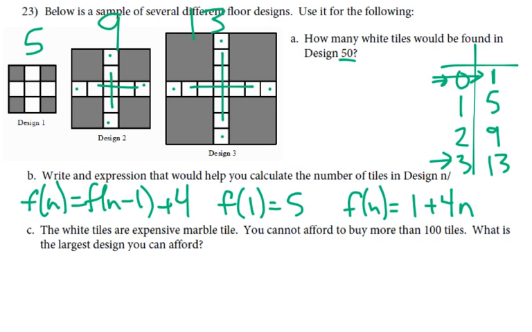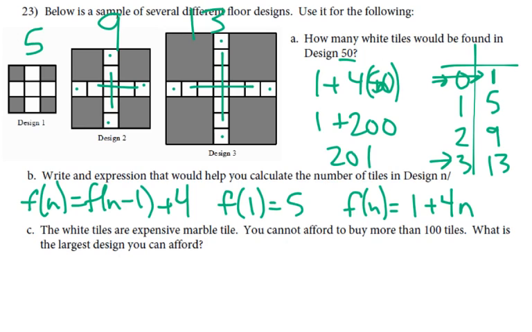For design 50, I would then go 1 plus 4 times n. Well, 50 I should say. Right? So 4 times 50 would be 200 plus 1, 201 tiles. Okay? So it says the white tiles are expensive marble tile. You cannot afford to buy more than 100 tiles. What is the largest design you can afford?